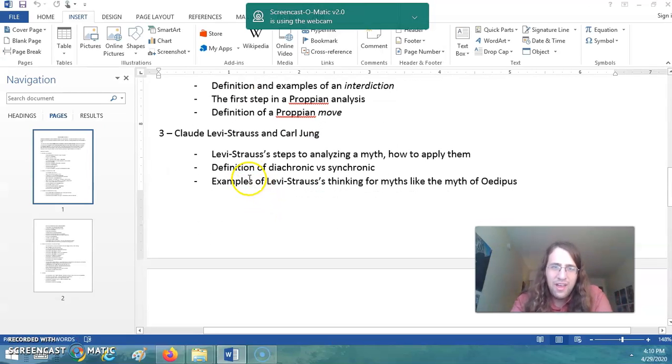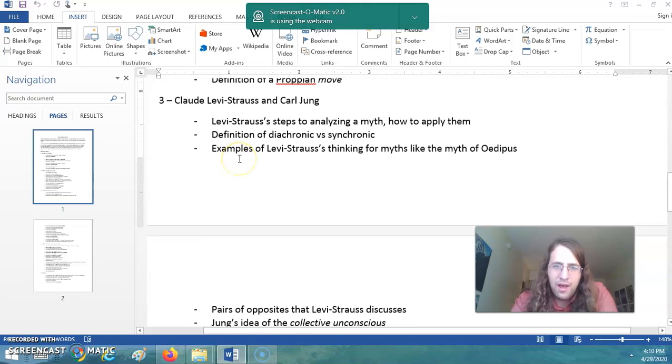Okay, we've got the terrifying Lévi-Strauss, but I rolled them in with Carl Jung because we're not going to have as much about Lévi-Strauss on the test. But what is Lévi-Strauss's method for storytelling, for analyzing a myth?